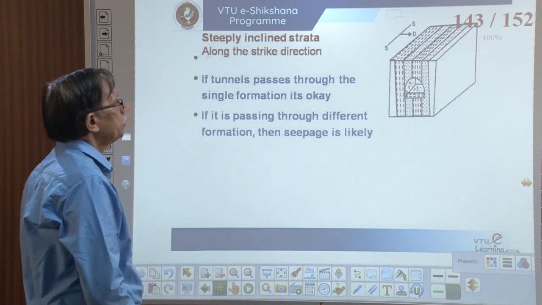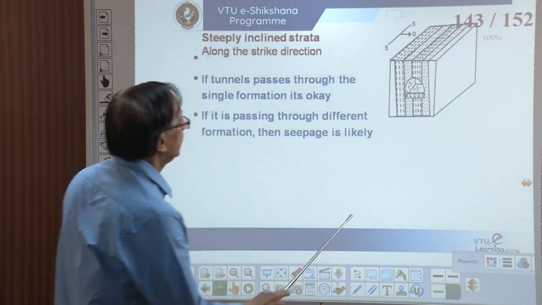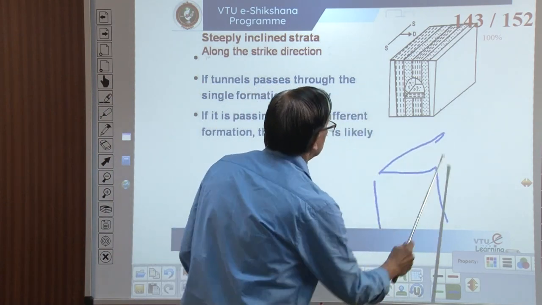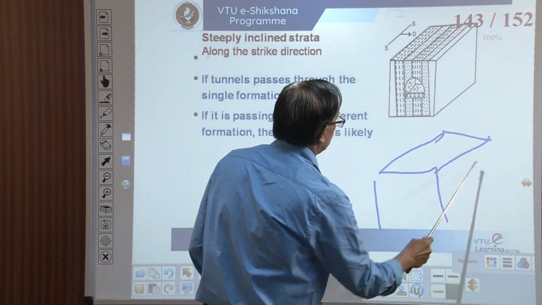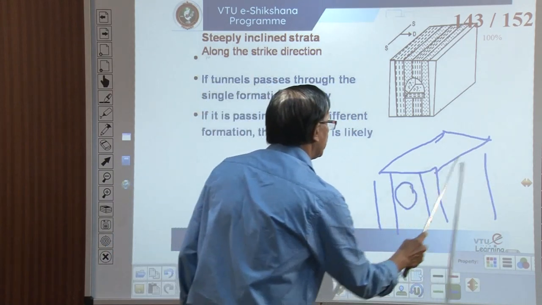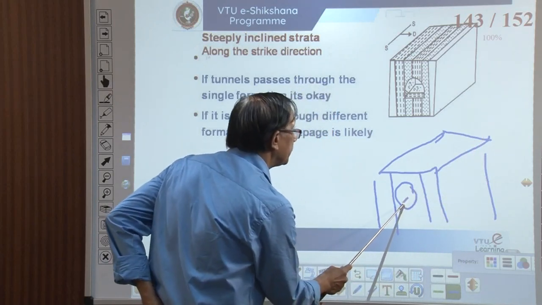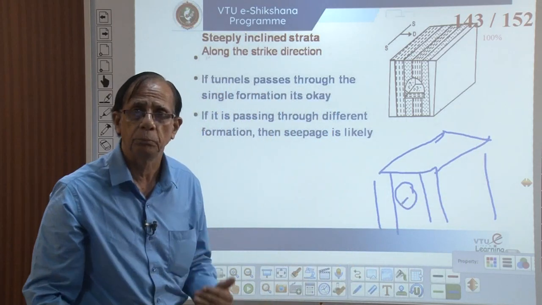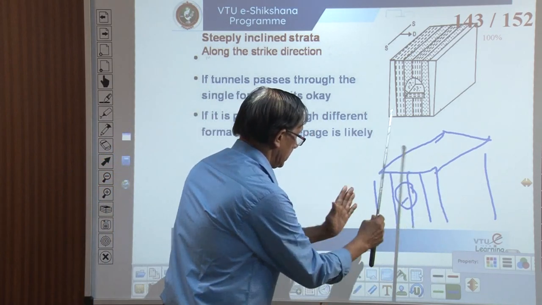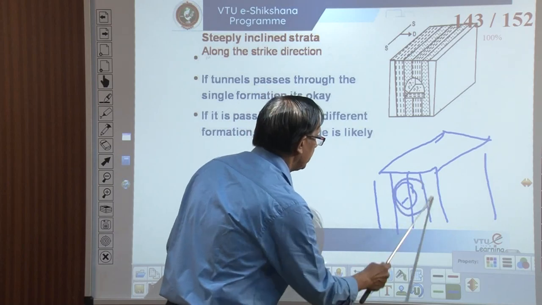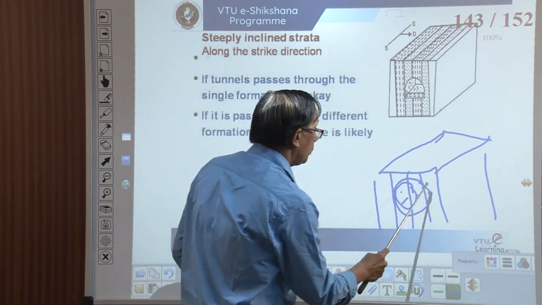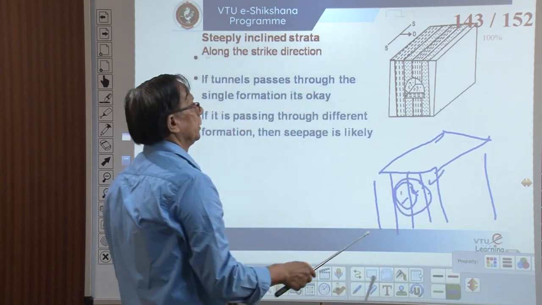Now, if rocks are vertical, there are two possibilities. If rock layers are like this throughout the length of the tunnel, with only one rock formation, the tunnel project becomes simpler. If, on the other hand, rock layers are not thick enough and the tunnel intersects two or three formations, then I have to consider this rock, this rock, this rock.